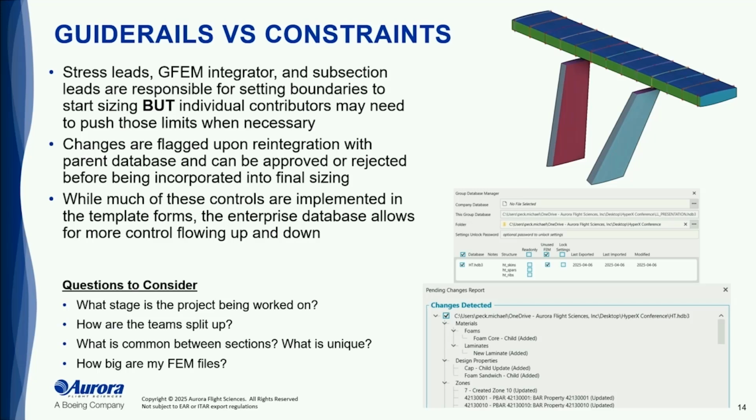And it's up to really good communication from a GFEM integrator and subsection leads to set the responsibilities of setting those bounds, but allowing the contributors to push it where necessary. So here at the bottom is where you can see those pending changes reports, where as you break up a parent database into a child database, and we've also used grandchildren databases even, to really keep the family tree going.